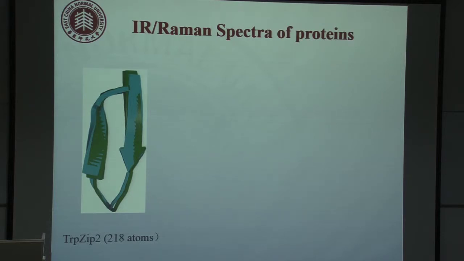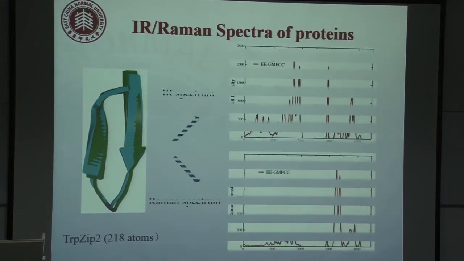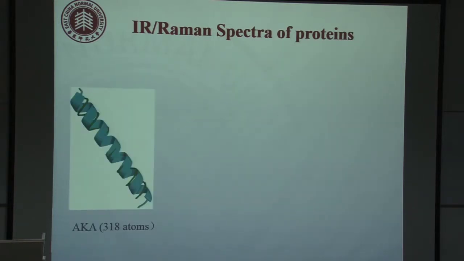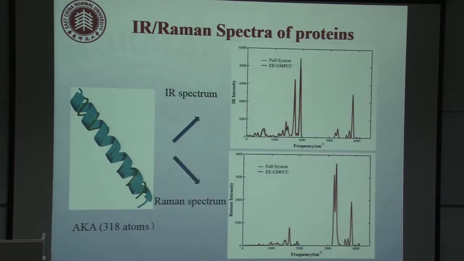So we did some tests on this beta hairpin system and simulated the IR spectrum and the Raman spectrum. Here, the black line shows the full system results, and the red line shows the EEGMCC results. We can see that for IR and Raman spectra, the agreement between EEGMCC and the full system is pretty good, not only for the high frequency region, but also for the low frequency region, which represents the essential motion of small proteins. And also we test on this alpha helical system, and we get similar results.